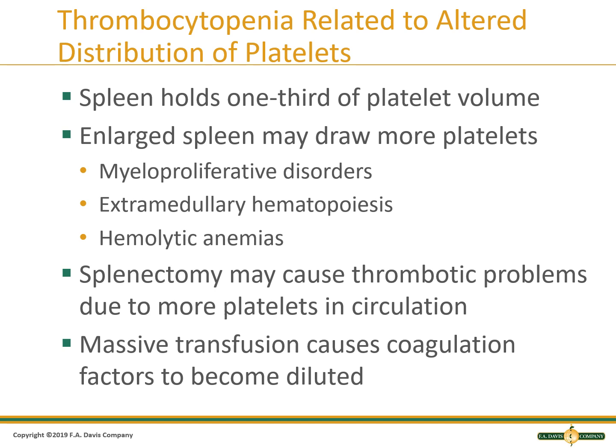This may be due to a myeloproliferative disorder, extramedullary hematopoiesis, which we've talked about in previous lectures, or even a hemolytic anemia. A splenectomy, or the removal of the spleen, may cause thrombotic problems because more platelets are occurring in circulation in the peripheral blood. A massive transfusion can also cause coagulation factors to become more diluted and affected as well.